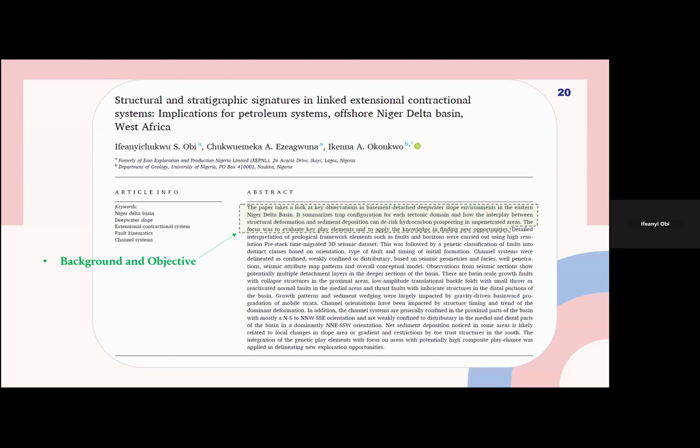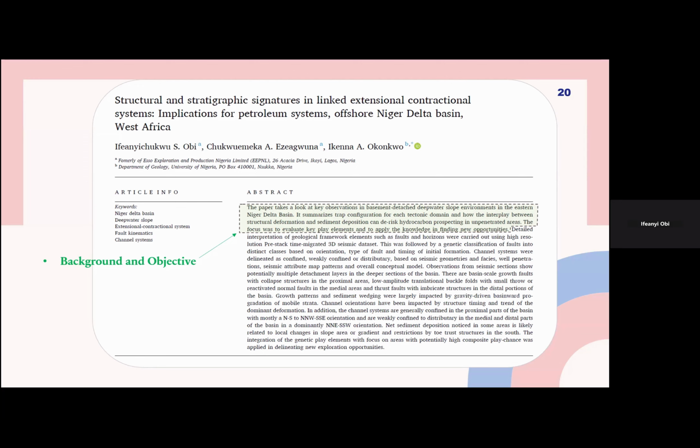You remember the last abstract, where the student talked about 500 students in Oman University. That is important. So here, your location is key because someone will ask, the findings from here, can I apply it to another basin that is similar to the Niger Delta? That's why it's important. So I go ahead to say, okay, it summarizes trap configuration.